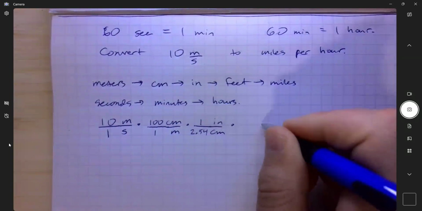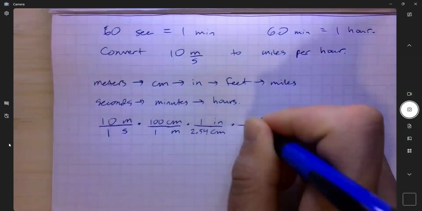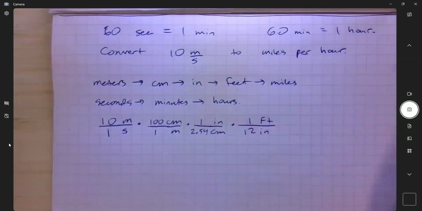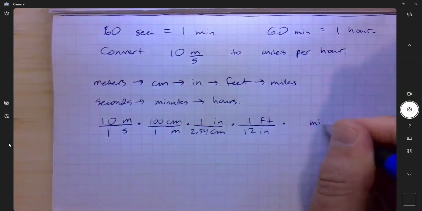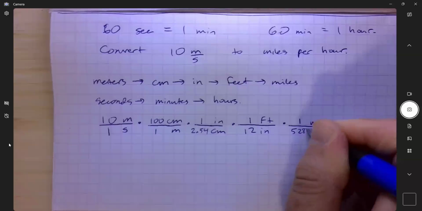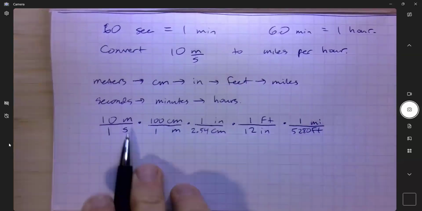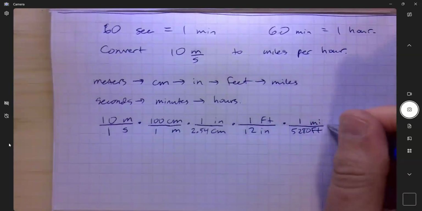And now I'm going to convert inches to feet. And 1 foot is 12 inches. And then I'm going to convert feet to miles. There's 1 mile in 5,280 feet. That took care of the distance part. And now I just have to take care of the time part.